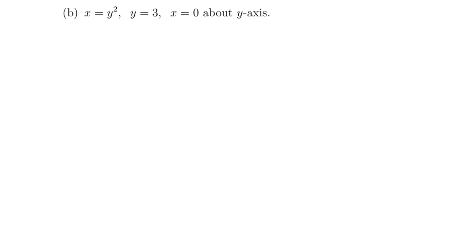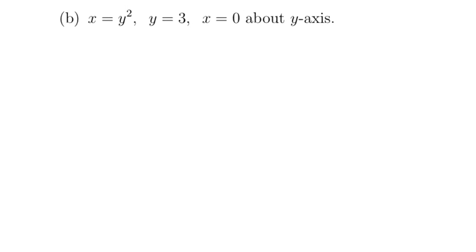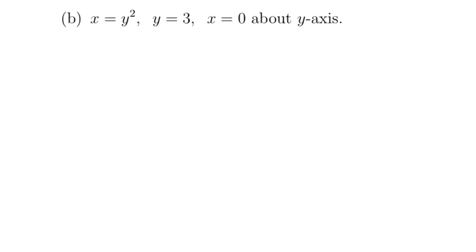All right. Example 3. Here we go. X equals y squared. That's a sideways parabola, everybody. X equals y squared, y equals 3, that's a horizontal line, and x equals 0. And we're going to rotate about the y-axis. I'm just going to leave this recording since I forgot to start recording again.